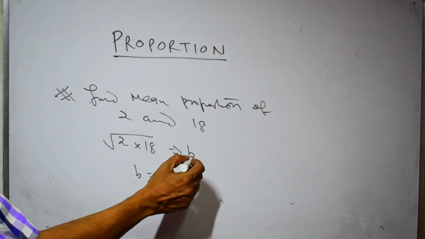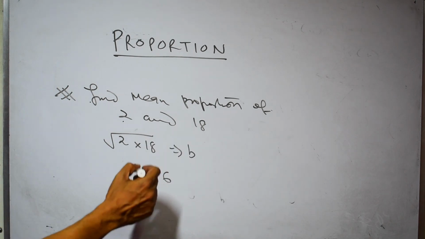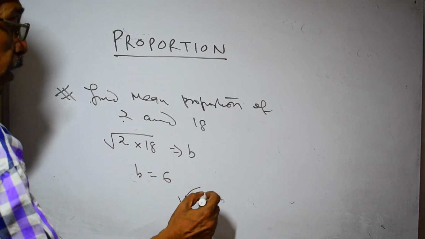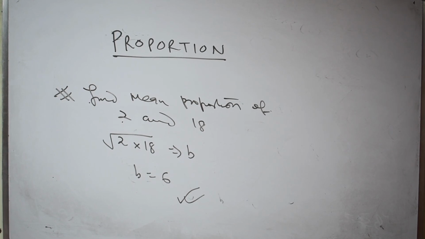So the question is, find the mean proportion of 2 and 18. Our answer will be b, the mean proportion will be this into this under root, because b square is equal to ac. So our answer is 6. That's all for proportion which we need to learn as a basic topic.